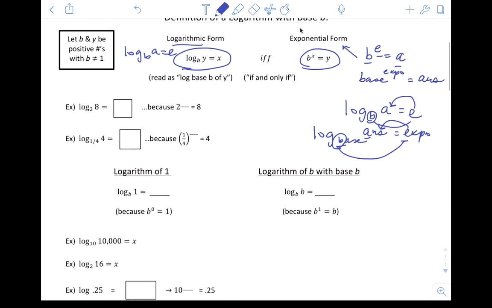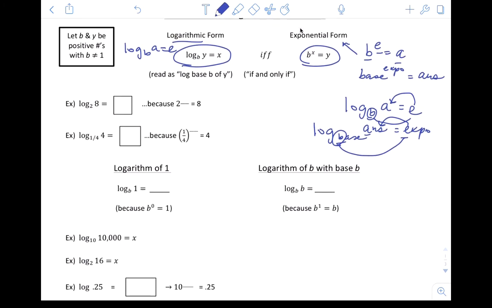So let's practice going back and forth between exponential and logarithmic form. We're going to do the loop swoop. We're going to be a bay. Remember, log is bay: base of an answer equals an exponent. Exponential is bia: a base to an exponent equals an answer.